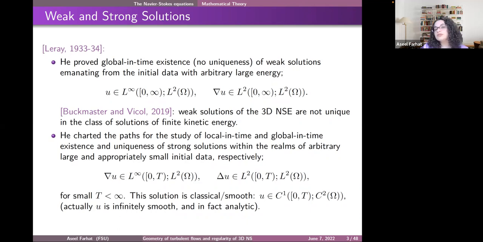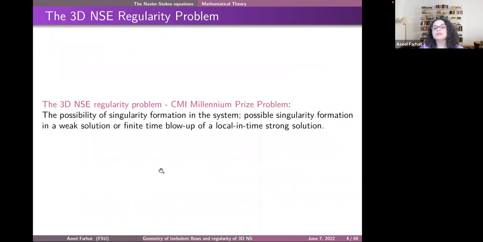Now, two questions remain open based on this. For the weak solutions, is it possible that they form some type of singularities in finite time? And for the strong solutions, is it possible that they blow up in finite time? These are related questions, and this is basically the 3D Navier-Stokes regularity problem.